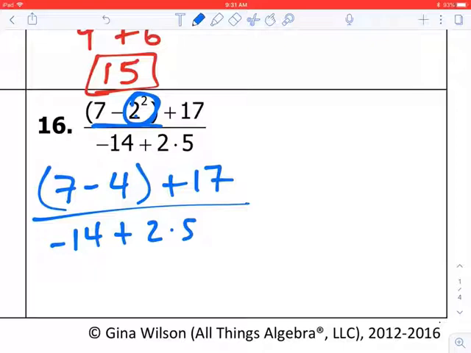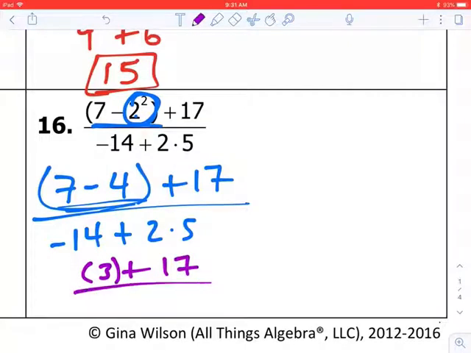Okay, so now I've got parentheses still, so 7 minus 4 is 3, plus, I'm going to keep the parentheses there just to make sure we know what that is. I'm going to change colors too. So 3 plus 17 on top, negative 14 plus 2 times 5.